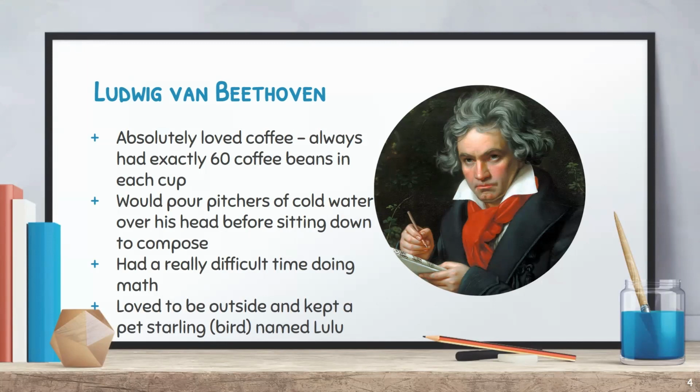He also had a really difficult time doing math, which is unusual for a lot of the great composers of the era, but he had a really hard time with math. He also loved to be outside, and he kept a pet starling, which is a type of bird, named Lulu.